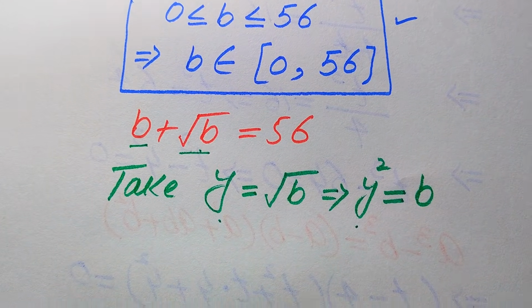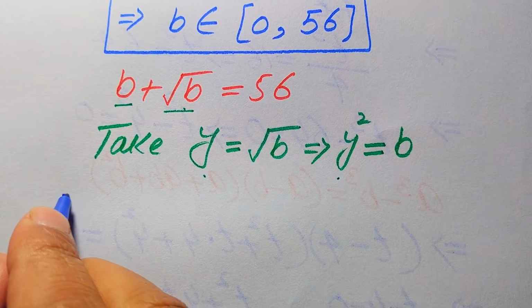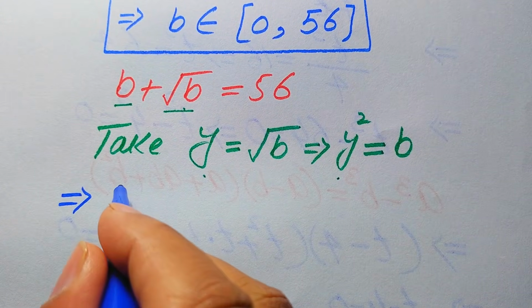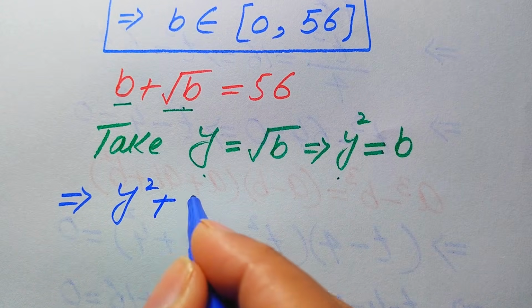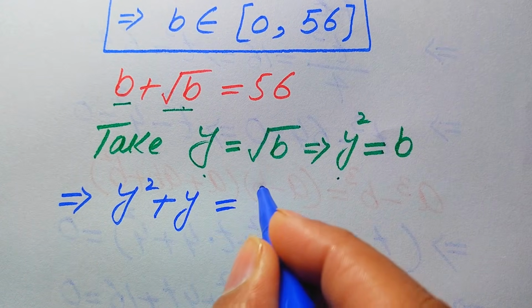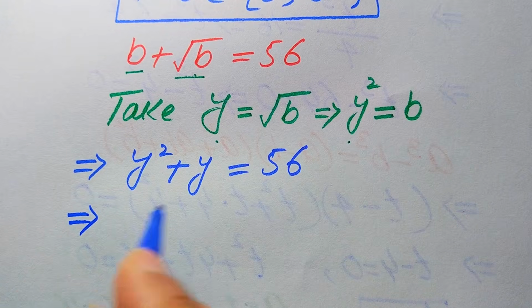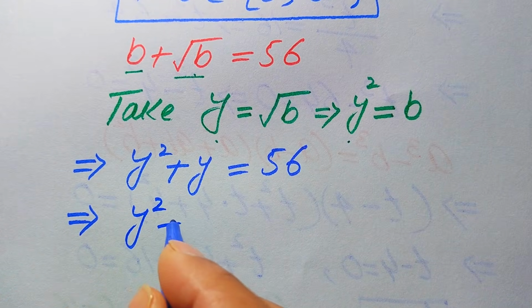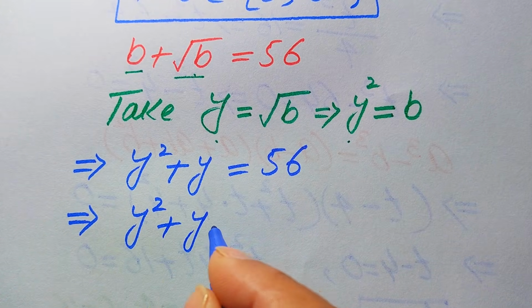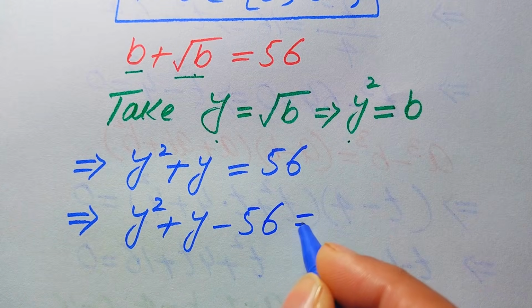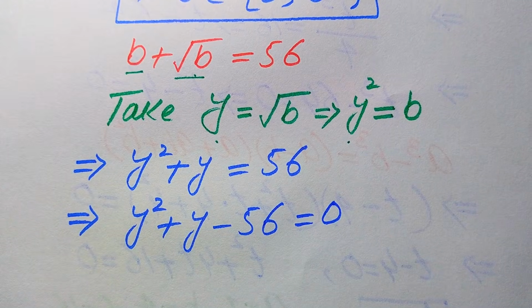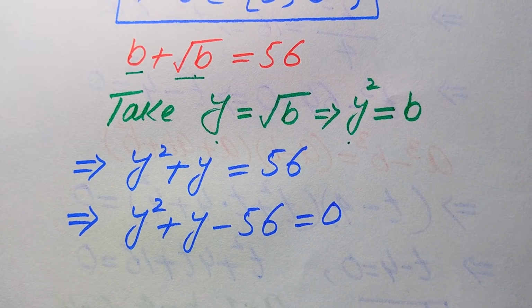So after substituting both of these values into the above equation, it will be written as y square plus y is equal to 56. And further, in the next step, we move this 56 from the right hand side to the left hand side and it becomes y square plus y minus 56, and this whole equation is equal to 0.